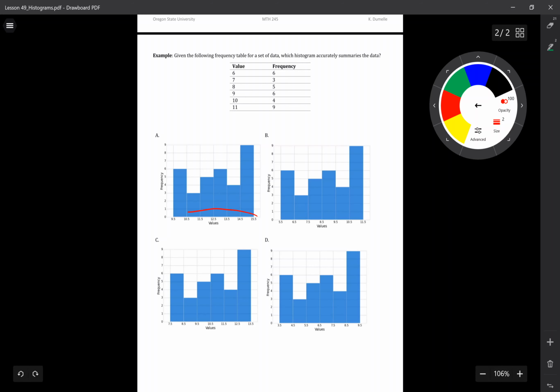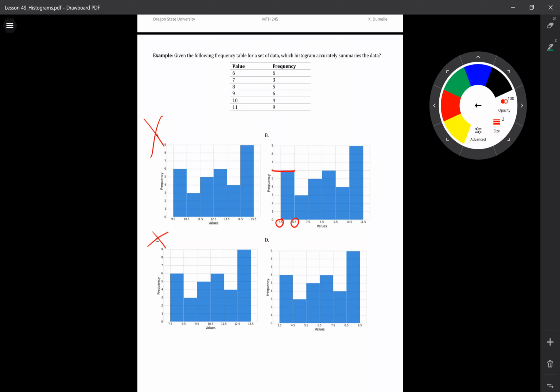In fact, this one right here doesn't have anything close to 6, so we can toss this one out right away. In fact, C does not have 6 either, right? It starts at 7.5, so it's not going to account for that data. So we are just between B and D now. So I want 6 to occur 6 times. If I look at B, I see that between 5.5 and 6.5, which is where 6 is, I do have 6.